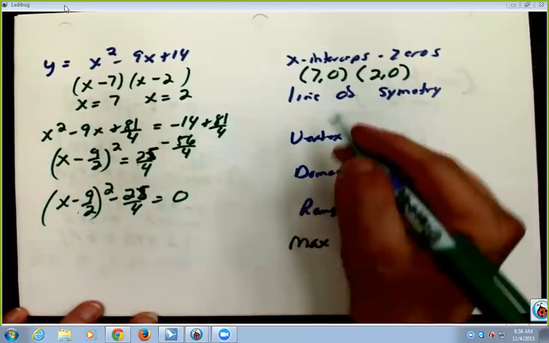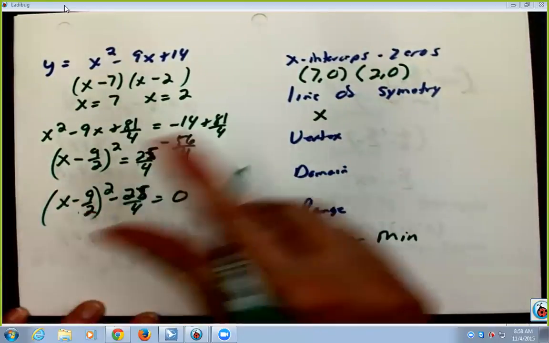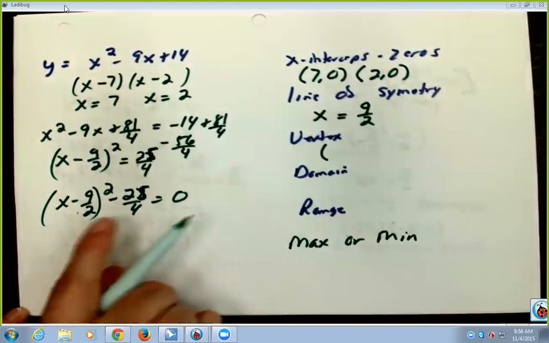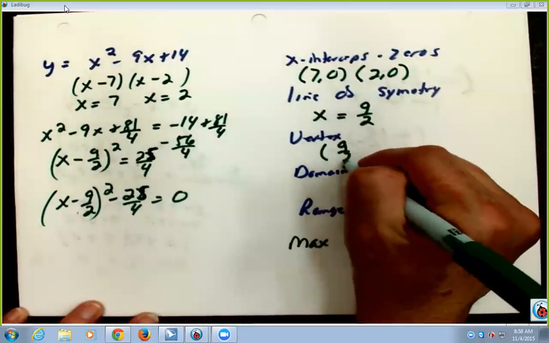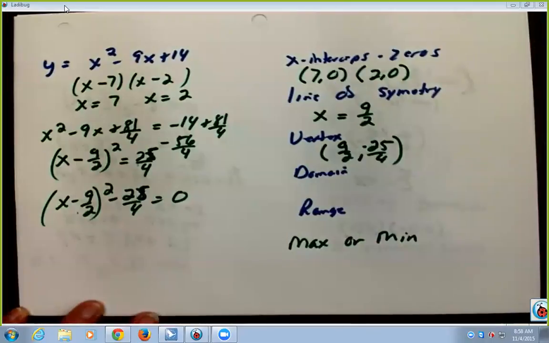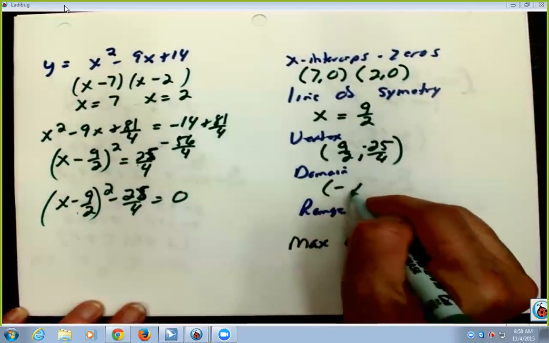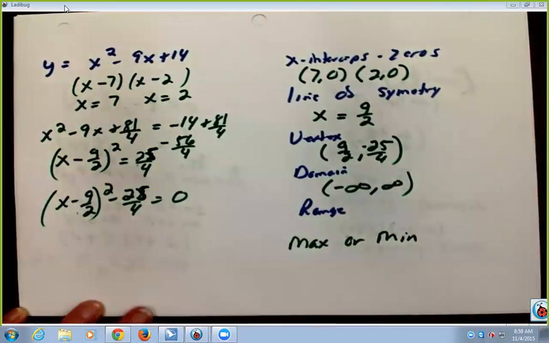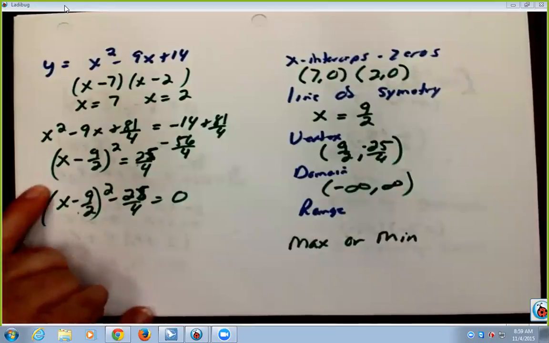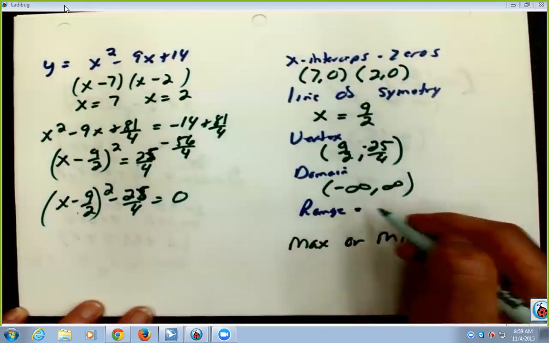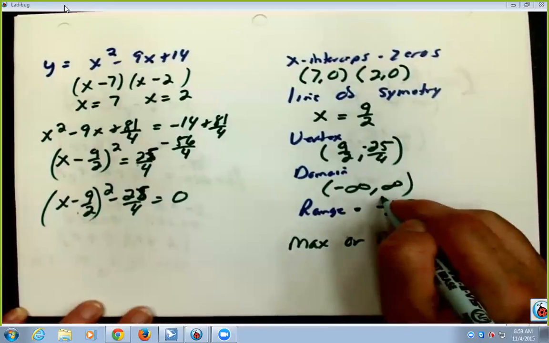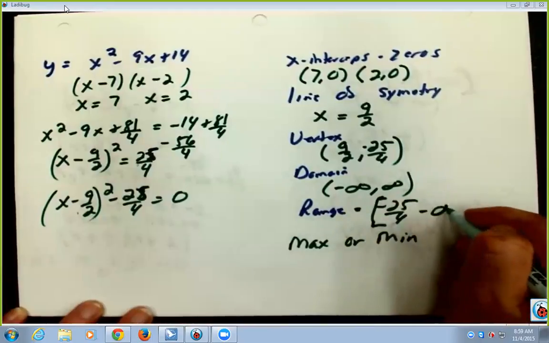Symmetry is the opposite of h. Vertex is a combination of both. Domain is all real numbers. It's kind of a given. And my range, upward. Since it's upward, I know that my range is going to be from whatever k is out to infinity.